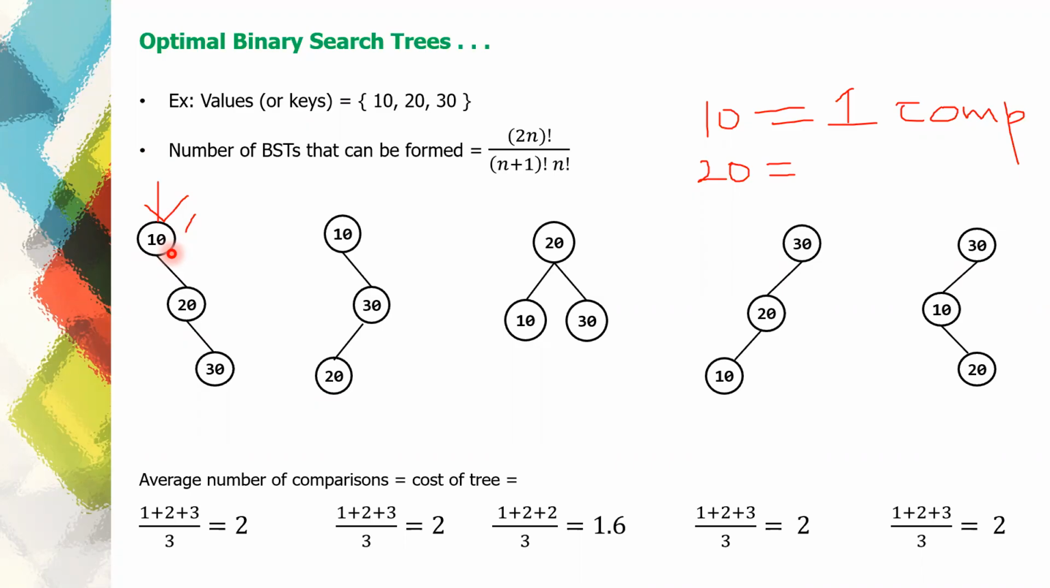Now, what will I do? I'm going to come down. I have made a comparison at the root and I did not find 20. Then I'm coming down the tree. Now I'm making my second comparison here. I have found 20 there. So my search is successful. Now, if I have to find 20 in the given BST, how many comparisons have I made? I have made 2 comparisons.